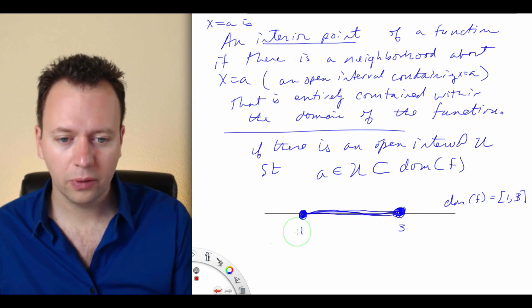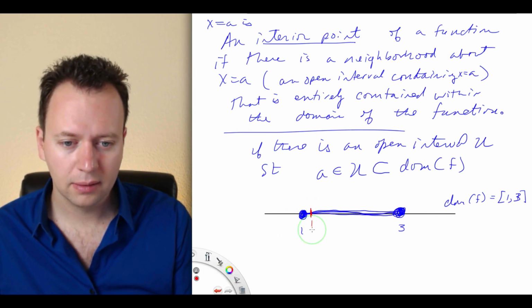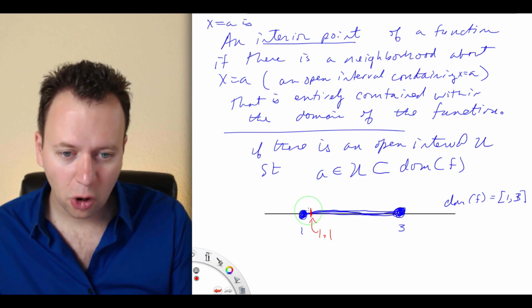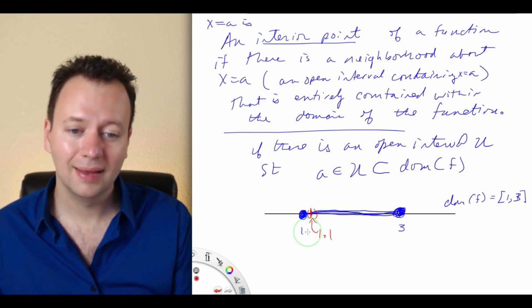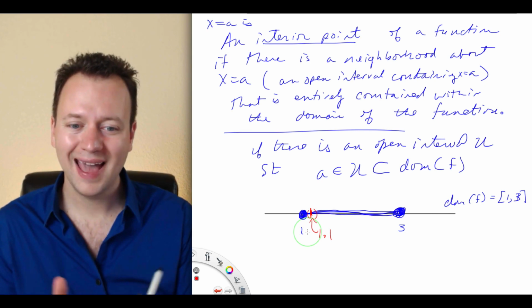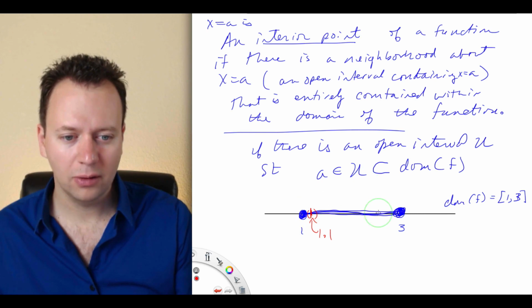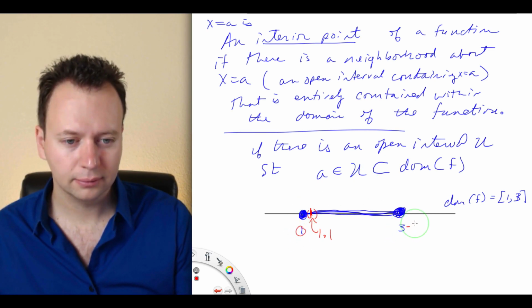So for example, 1.1 is an interior point because I can take an open interval like that which contains the point 1.1 and is itself contained in the domain. Now you see what happens at 1 and 3. So at 1 and 3, that does not work.